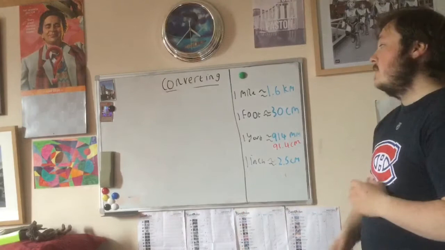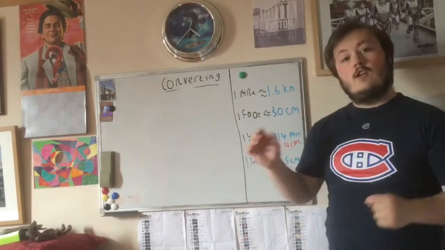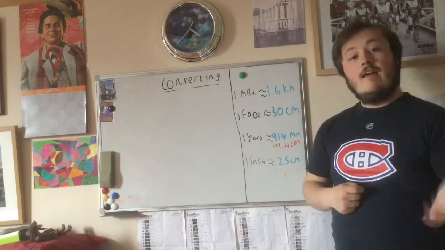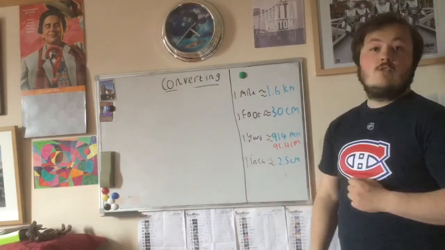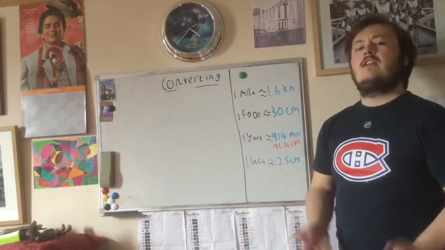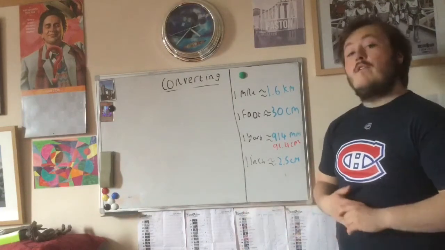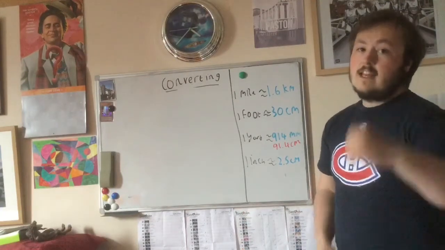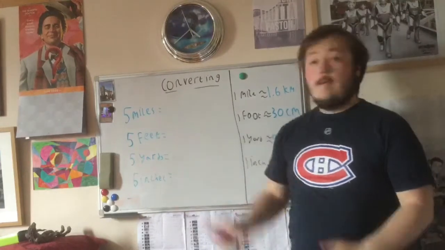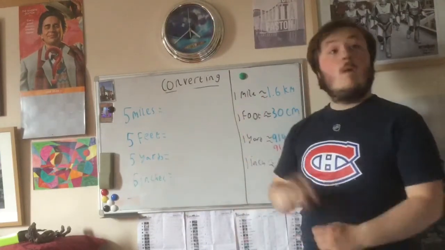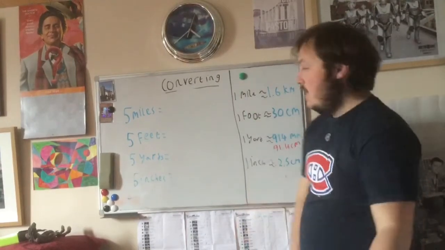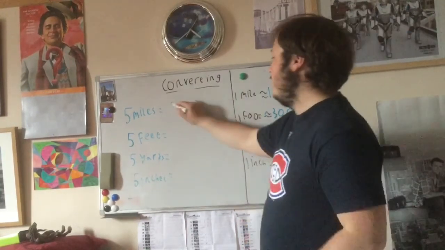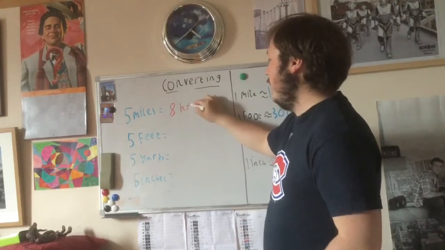So what we're going to be doing is converting miles to kilometres and such to help us remember these conversions, because you're going to need them in the future when you're driving, when you're walking, when you need to know a distance. They're all very useful. So let's get into it. So if I have 5 miles, I need to multiply 1.6 by 5. It's always good to have a calculator to do this. So 1.6 times 5 will get us 8 kilometres.